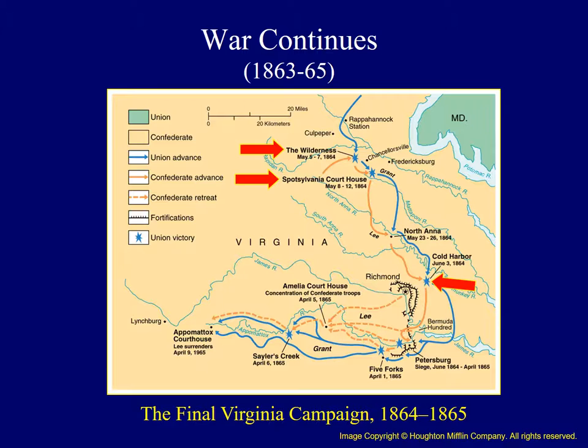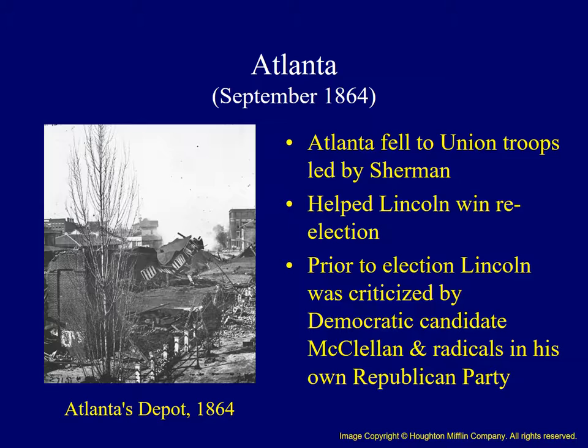Farther south, in September of 1864, Atlanta fell to Union troops led by William Tecumseh Sherman. This was a major victory for the Union, as it had become an industrial center for the Confederacy during the war. It also came at an opportune time for Lincoln, as 1864 was an election year. Sherman's victory in Atlanta only helped Lincoln's re-election bid, as he faced competition from Democratic candidate George McClellan, the former military leader, and radicals within his own party.